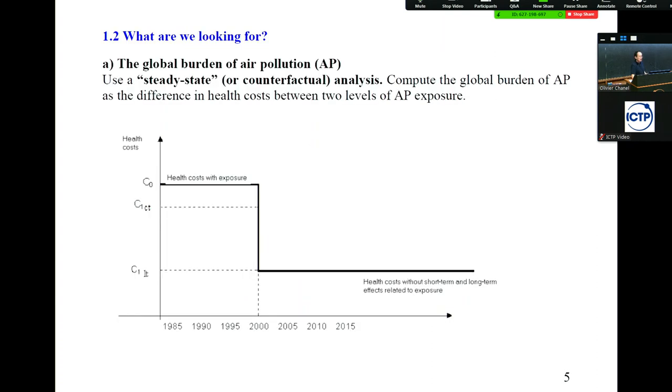So the second point in this introduction is: what are we exactly looking for? If it is the global burden of air pollution, it's really easy to do that. We have a steady state with air pollution. We have a steady state without air pollution, and we compute the difference of these two steady states, and we get what is the global burden associated with air pollution exposure. That is the difference between this level and this level. So this difference here represents the global burden of air pollution.